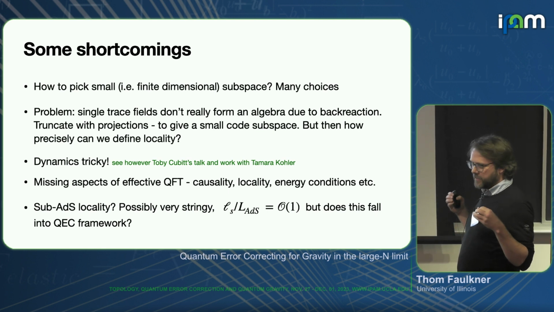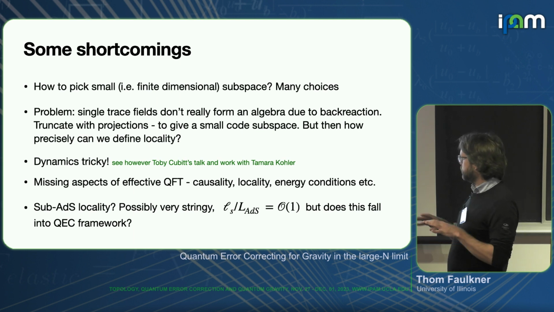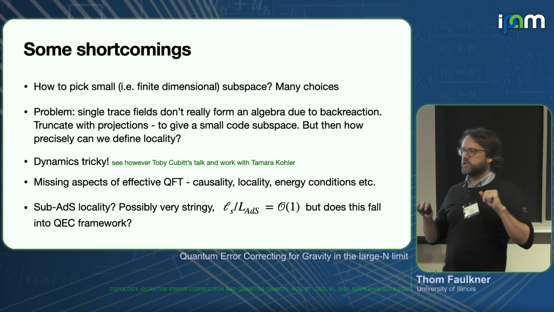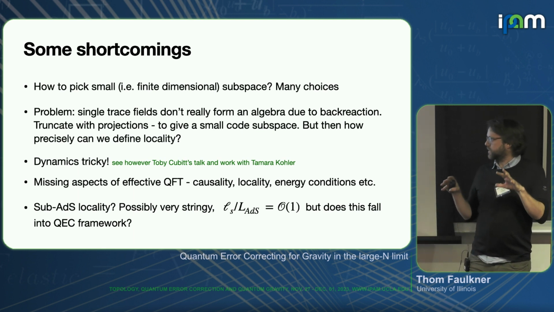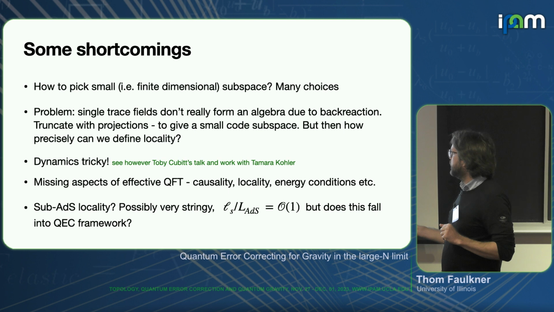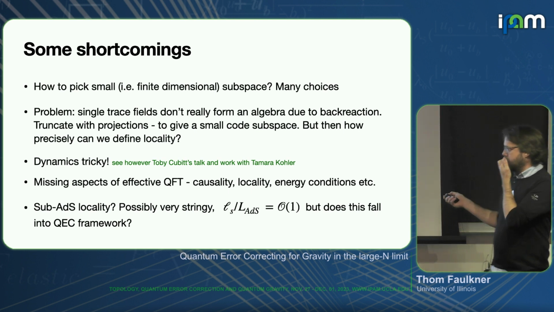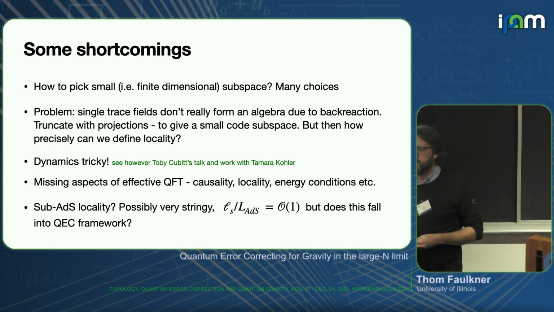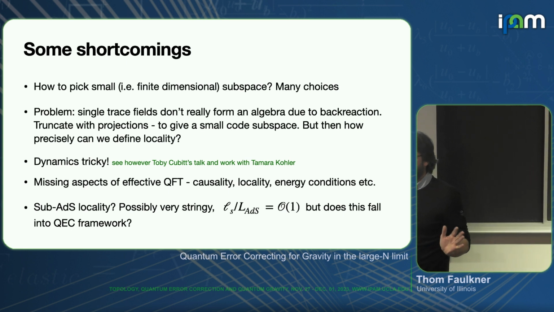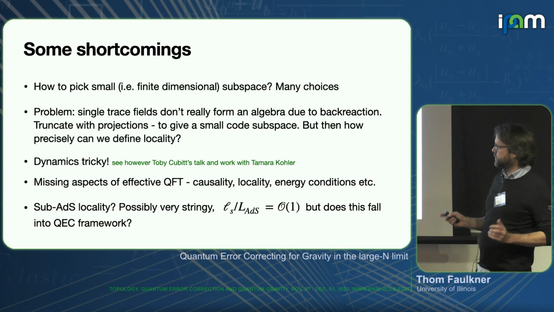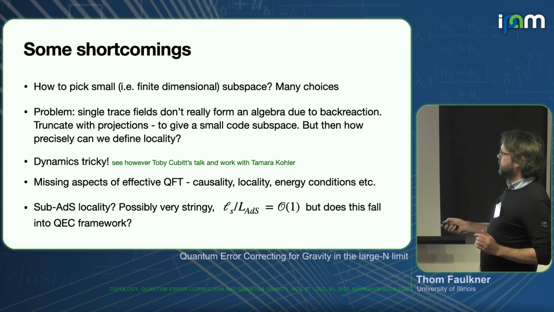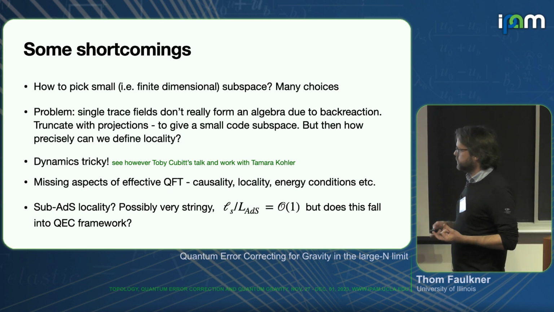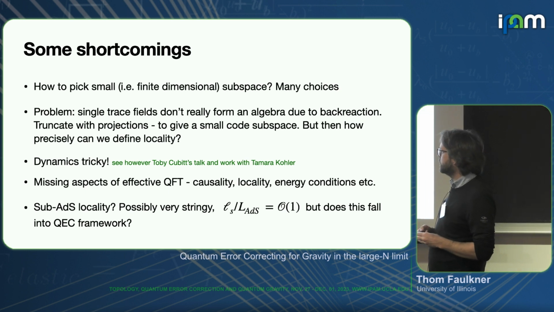There are other missing aspects of the bulk that you want. If you expect the bulk theory to be small fluctuations about some geometry, that's a quantum field theory. It has causality, it has locality, it has things called energy conditions, which are related to causality and locality. We would love to see those arise directly from the boundary theory or the physical theory. And these small quantum error correcting codes miss those aspects.